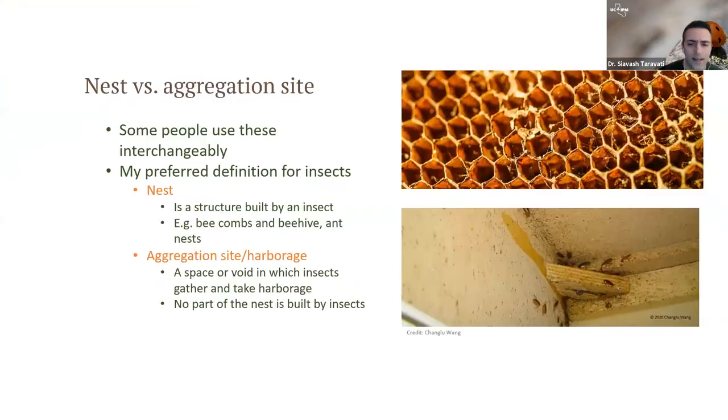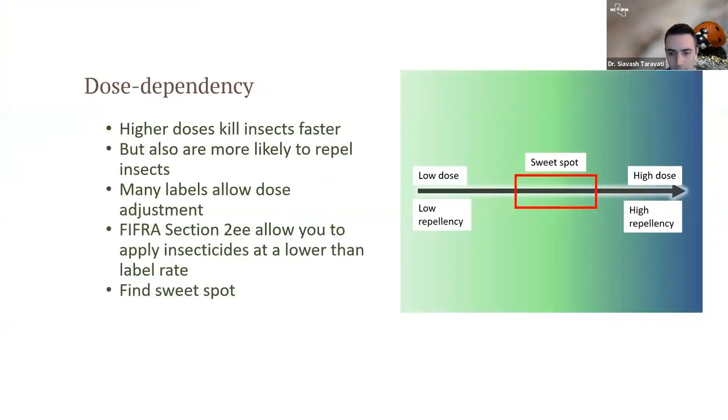Nest versus aggregation site. Sometimes people say cockroach nest, and I don't like that. I would call a nest something that is built by insects, not just a harborage. Then dose dependency: some products let you tweak the concentration, the dosage, to some extent. Just be aware that lower doses are slower to act, higher doses are faster. The sweet spot is somewhere in between, where you have good speed and no or limited repellency.